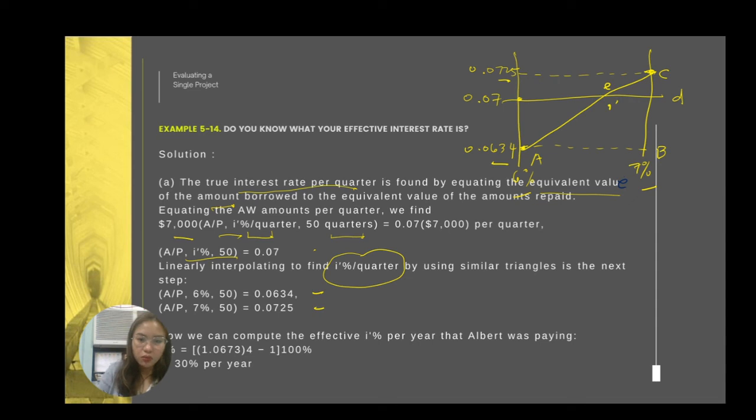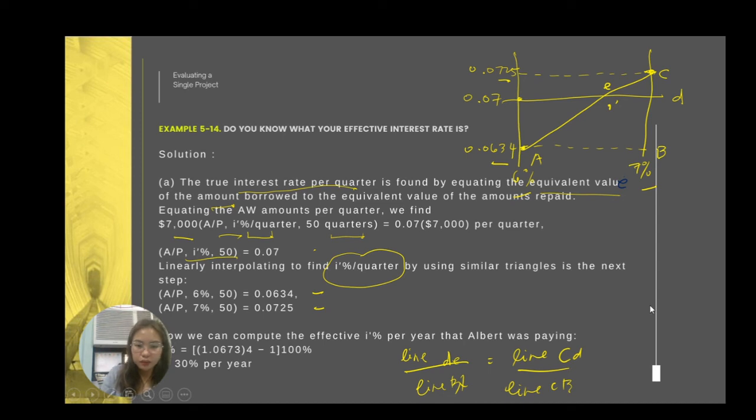Okay, so we can compute the effective I percent per year that Albert was paying by linear interpolation, just like what we did a while ago. So first, line CD over line CB, DE, BD, CD over CB. Wait. DE over BA. Sorry, and CD, okay.